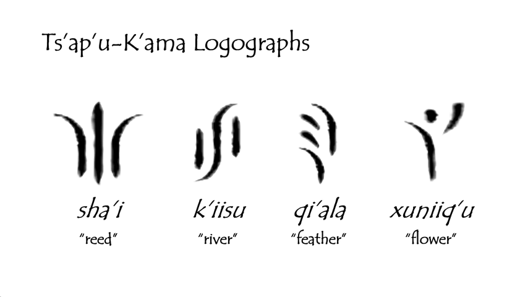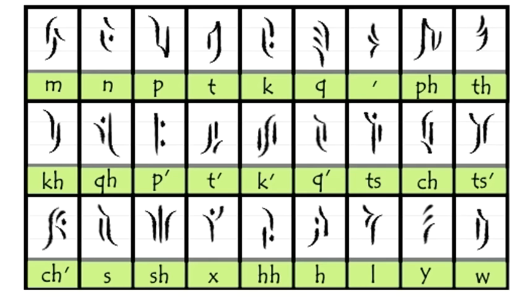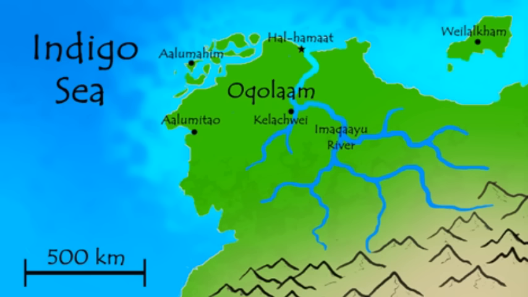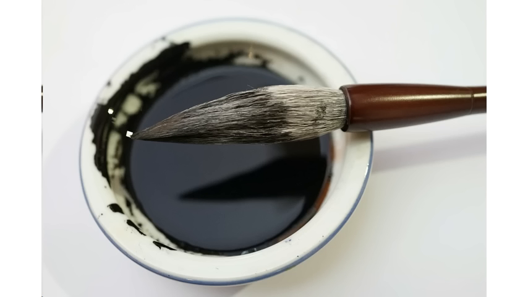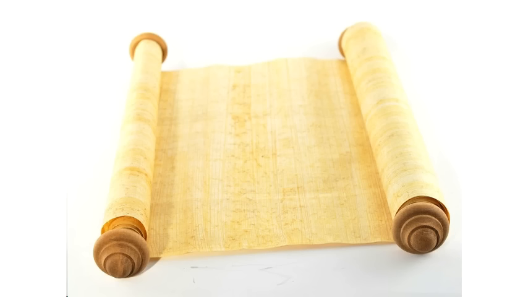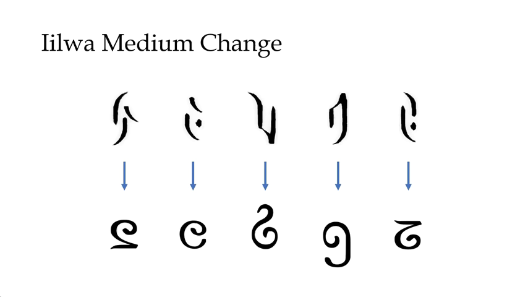Their script had started out as a logography written by carving glyphs into trees with obsidian knives, but eventually it simplified into an abjad using logographs to represent the first sound of the word they depicted. When the Oqolaaw first borrowed the abjad, they already had access to ink, dyes, and other pigments, so it wasn't long before the script was adapted for being written on papyrus scrolls, which resulted in the distinctive orthogonal shapes of the Tsapukama abjad becoming more curvilinear.